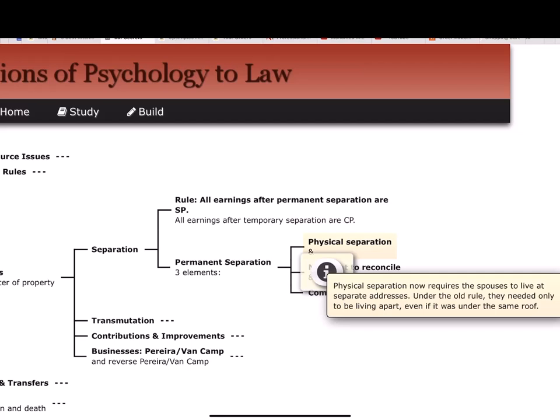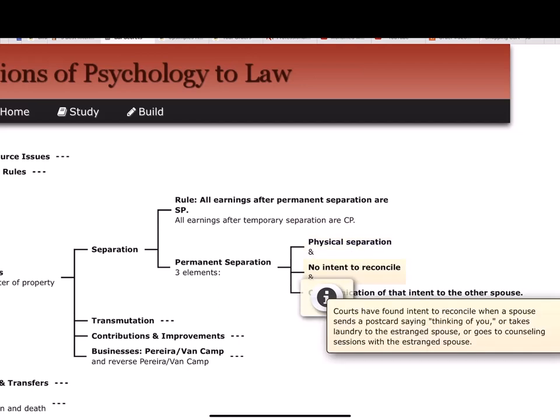A reminder that physical separation means they have to live apart. You can't any longer just put a tape down the middle of the house and say, this side is his, this side is hers. That doesn't work anymore. And it takes very little to find the intent to reconcile.